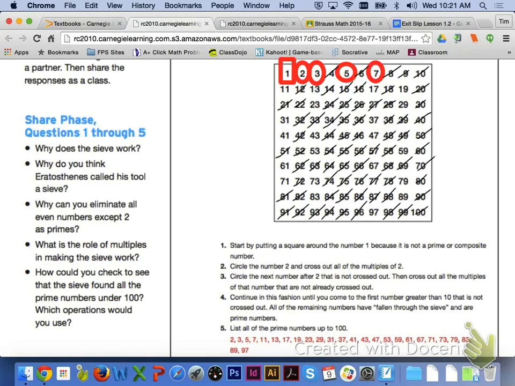If we look at number 5 and list all of the prime numbers, we should have 25 total numbers that we have listed: 2, 3, 5, 7, 11, 13, 17, 19, 23, 29, 31, 37, 41, 43, 47, 53, 59, 61, 67, 71, 73, 79, 83, 89, and 97.